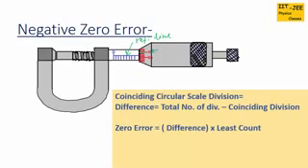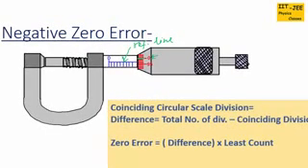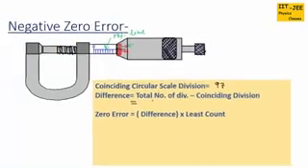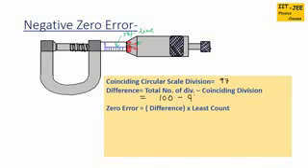First of all, we are going to find the coinciding circular scale division which perfectly matches with the reference line. Here it's a reference line and this division perfectly matches with the reference line. So this one is 95, 96, 97. The 97th division. Whenever we have a negative zero error, we will find the difference. The difference is the total number of circular scale divisions, that is 100, minus the coinciding division, which is 97. So we got the number 3.